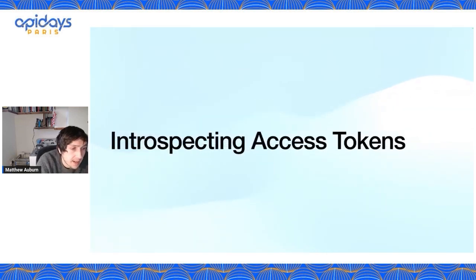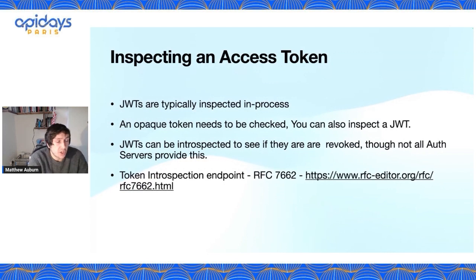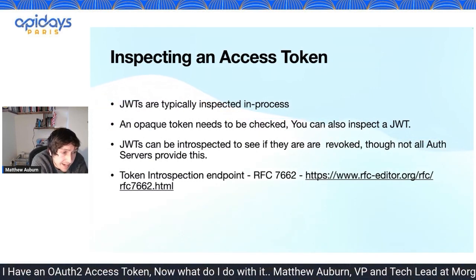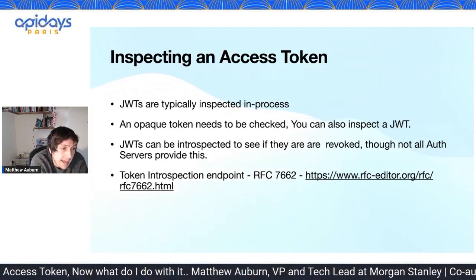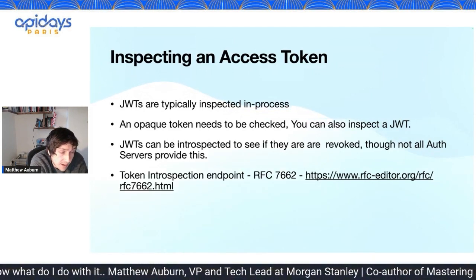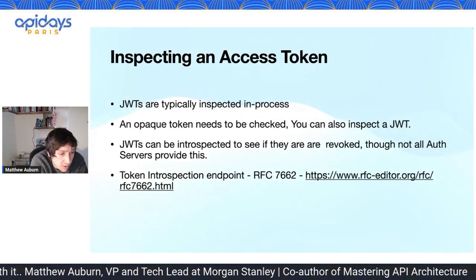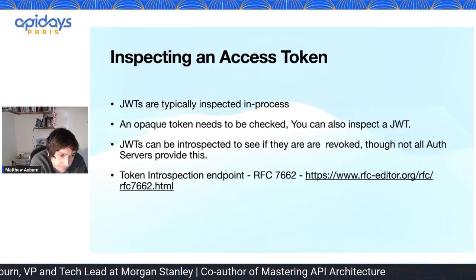Right, so now we're going to talk about introspecting those access tokens. When you're looking at an access token, as we said, you can validate JWTs in place, so you don't have to send them off everywhere. While opaque tokens, you would need to send them off to the authorization server to get back information about that. There is a specification on how that can be done, and it's called the token introspection endpoint.